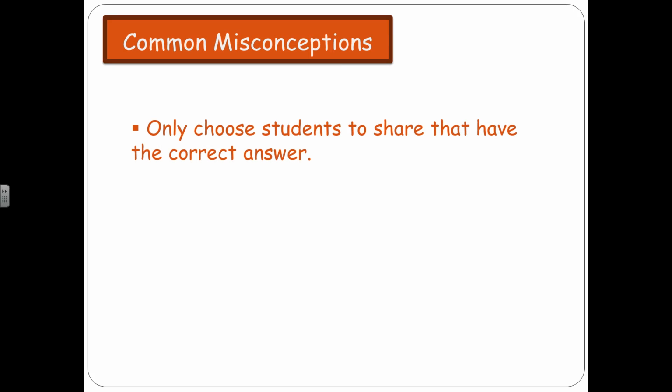Some common misconceptions are that you should only choose students to share that have the correct answer. When I look at a student's strategy, I am mostly interested in how clear their thinking is to follow. Minor calculation errors are never a concern because I know inevitably that they will be corrected when the student shares their thinking in front of the class. I also make it a point to celebrate these types of errors, and I thank the students for giving us all the opportunity to learn from their thinking.